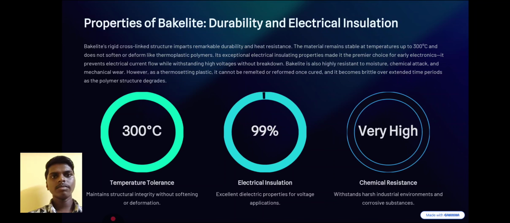Bakelite is also highly resistant to moisture, chemical attack, and mechanical wear. However, as a thermosetting plastic, it cannot be remelted or reformed once cured, and it becomes brittle over extended time periods as the polymer structure degrades. The temperature tolerance is 300 degrees Celsius. Electrical insulation is 99 degrees Celsius. Chemical resistance is very high.